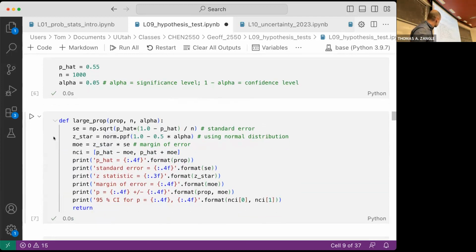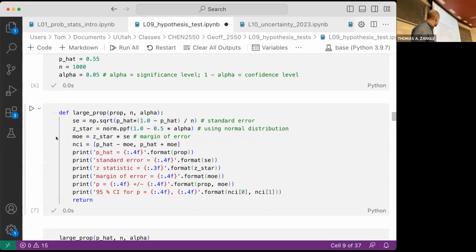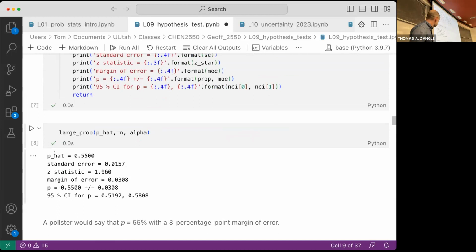So we compute the margin of error. We find the z statistic using the normal distribution. And our end result, p hat, was just 550 over 1,000. So the observed proportion was 0.55. The standard error was 0.015. Our z statistic, 1.96. And so we ended up with a margin of error of 0.03. So typically in polling results, you might see this reported as: the proportion of voters voting for this particular candidate is 55%, with a 3 percentage point margin of error.